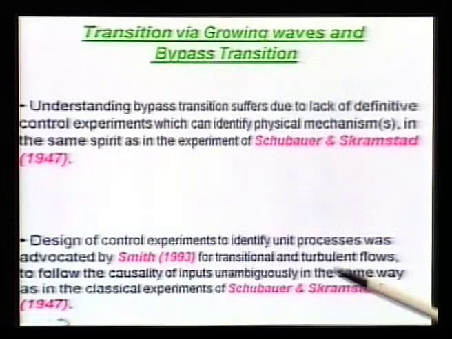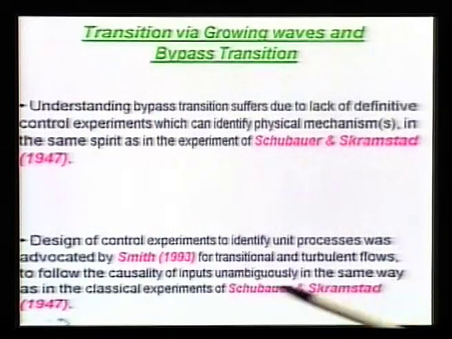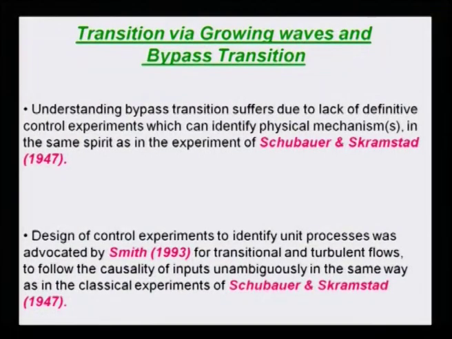He said that if you want to identify unit processes that go on inside a boundary layer, whether it's either transitional or turbulent, then you need to really follow the link, the causality of input with the response field. It should be in the same spirit as Schubauer and Skramstad did. So what do we do is the issue.